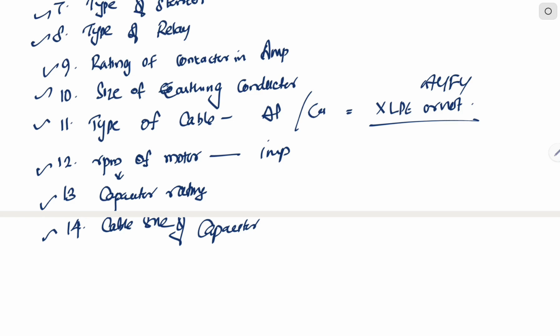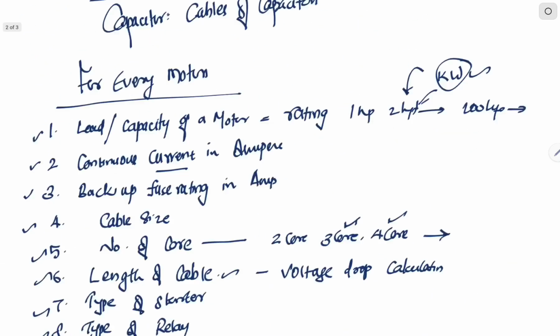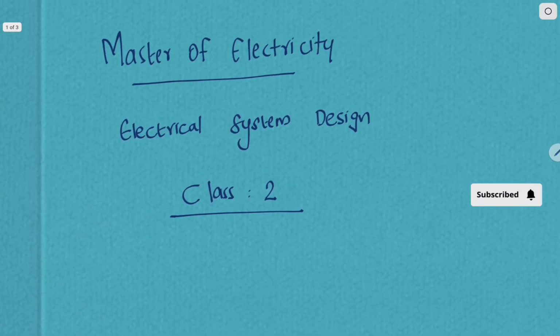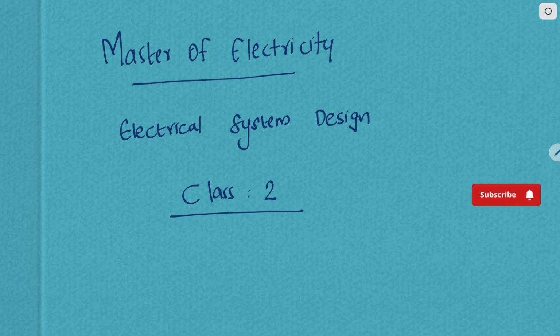So this is the end of the second class of electrical system design. Please understand in detail. Please watch the class 1 video, and the class 2 video covers the basic principles that we have to follow while designing the electrical part of an industry which deals with a majority of motor loads.